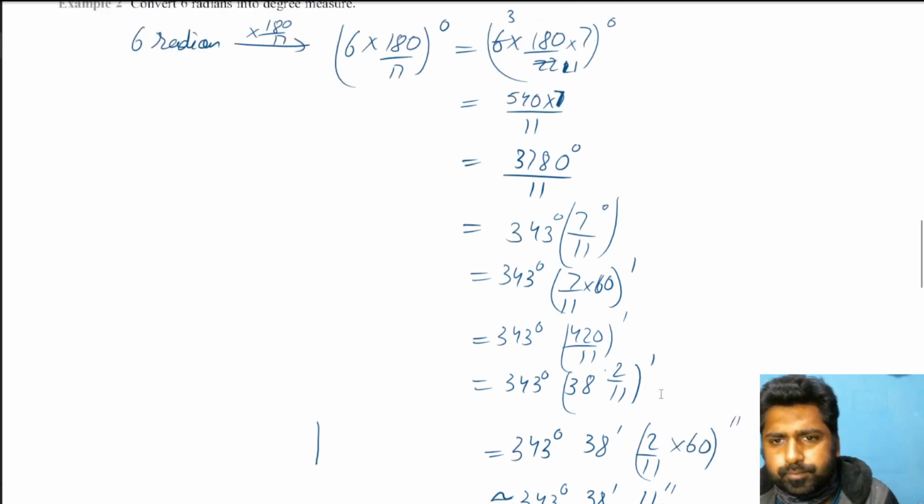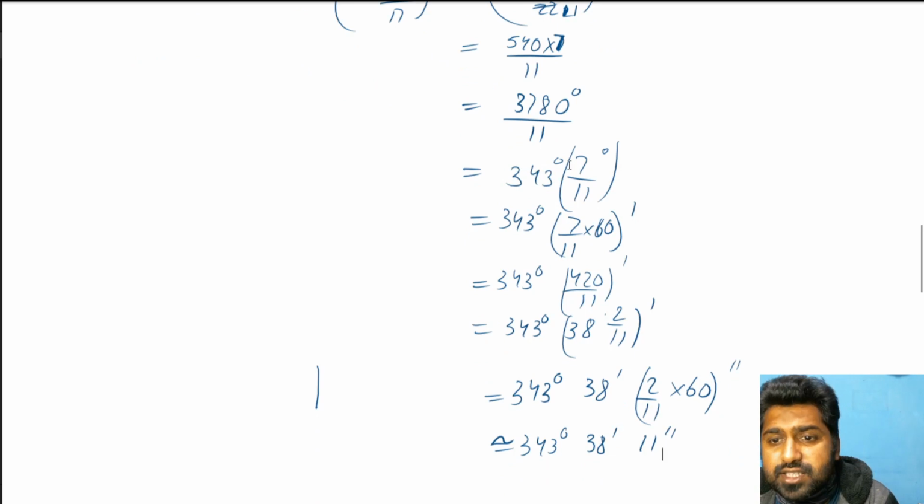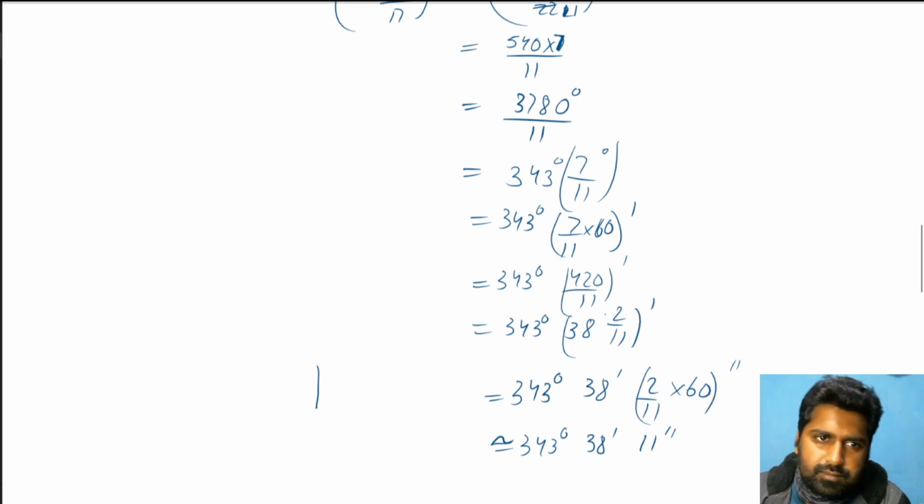So the idea to convert any radian to degree is, first of all, multiply by 180 by pi. If the pi cancels, good enough. If it doesn't, put the value of pi as 22 by 7, divide it, get your answer in mixed fraction, remove the integral part, and the fractional part will be converted into minutes. Then again do the same thing, convert it to mixed fraction. Again the fractional part, that is 2 by 11 here, will be converted into seconds. In order to convert degree to minutes, multiply by 60. In order to convert minutes to seconds, again multiply by 60.